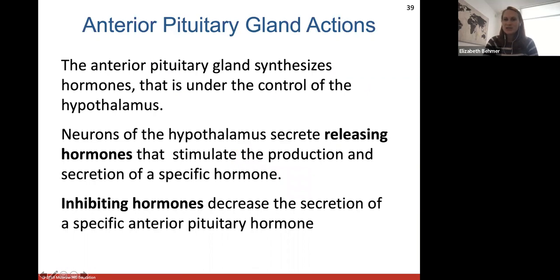So, your anterior pituitary gland actions: the anterior pituitary gland will synthesize, create its own hormones, but it will still be under the hypothalamus's control. Neurons, so nerve cells from your hypothalamus, will secrete what we call releasing hormones. Releasing hormones will stimulate or cause the production and secretion of a specific hormone from the anterior pituitary gland. Inhibiting hormones will decrease the secretion of a specific anterior pituitary hormone. So you'll have hormones that will either stimulate or inhibit production of a hormone.